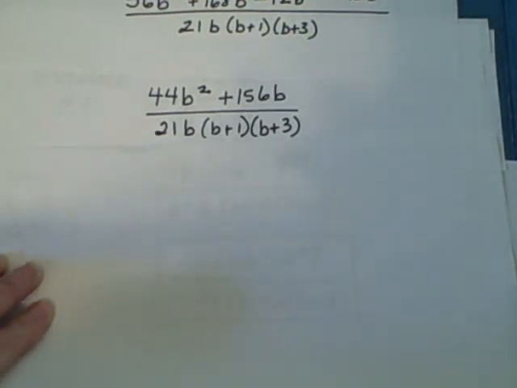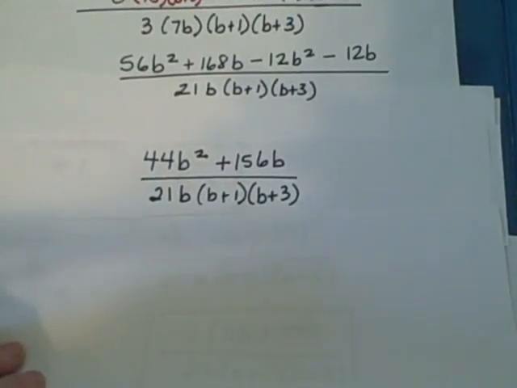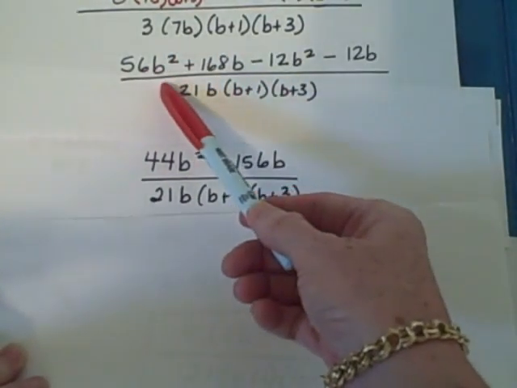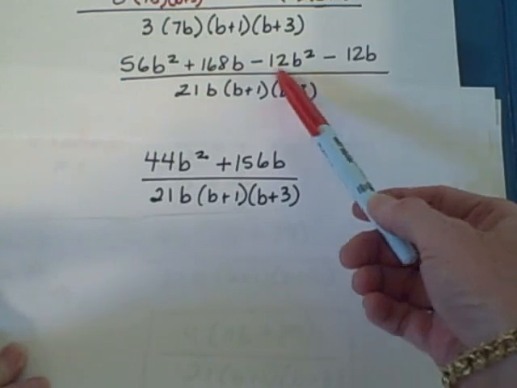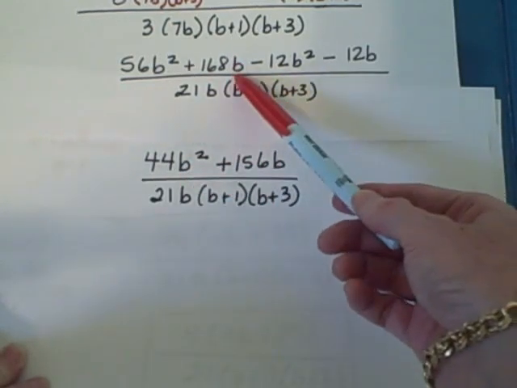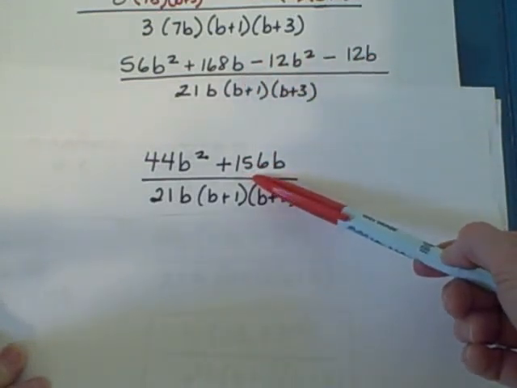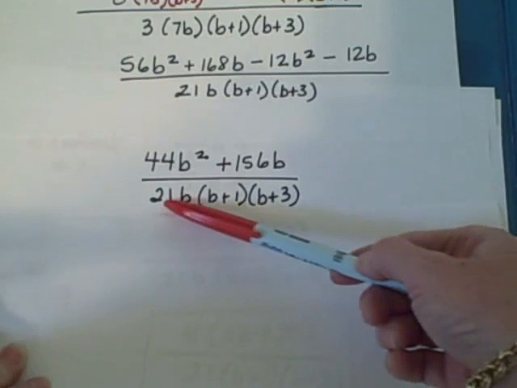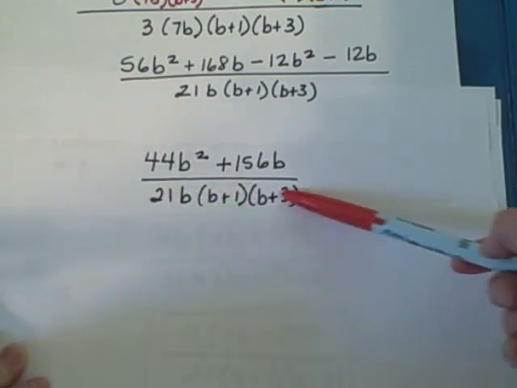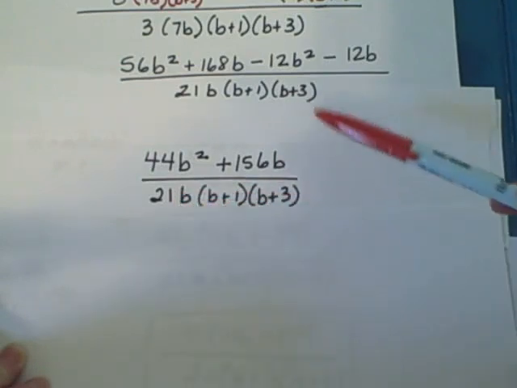Okay, combining our like terms, let me pull this down a little bit so we can see all the steps. Combining our like terms, 56b squared minus 12b squared gives me 44b squared. Positive 168b minus 12b gives me positive 156b. And then, as I said before, do not multiply this together. It just makes it a big, ugly polynomial.